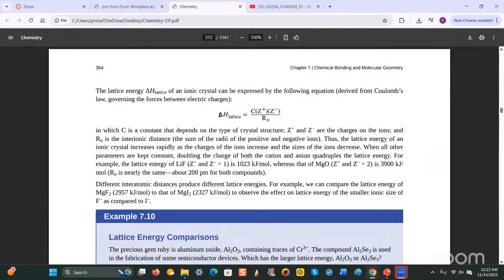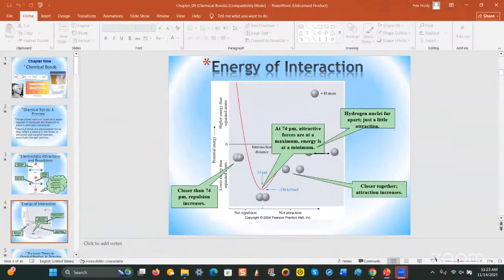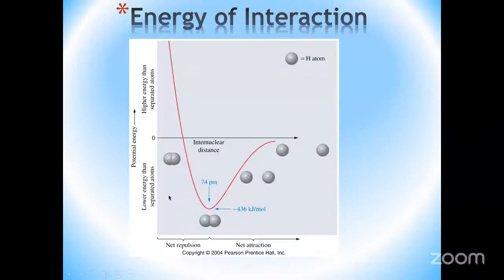So the closer you bring them together, the energy of the system, in this case the H2 molecule, increases, all right? Distance and energy are inversely related. Right, exactly. So going back to the PowerPoint, that's what happens when you are pushing the atoms closer to each other.